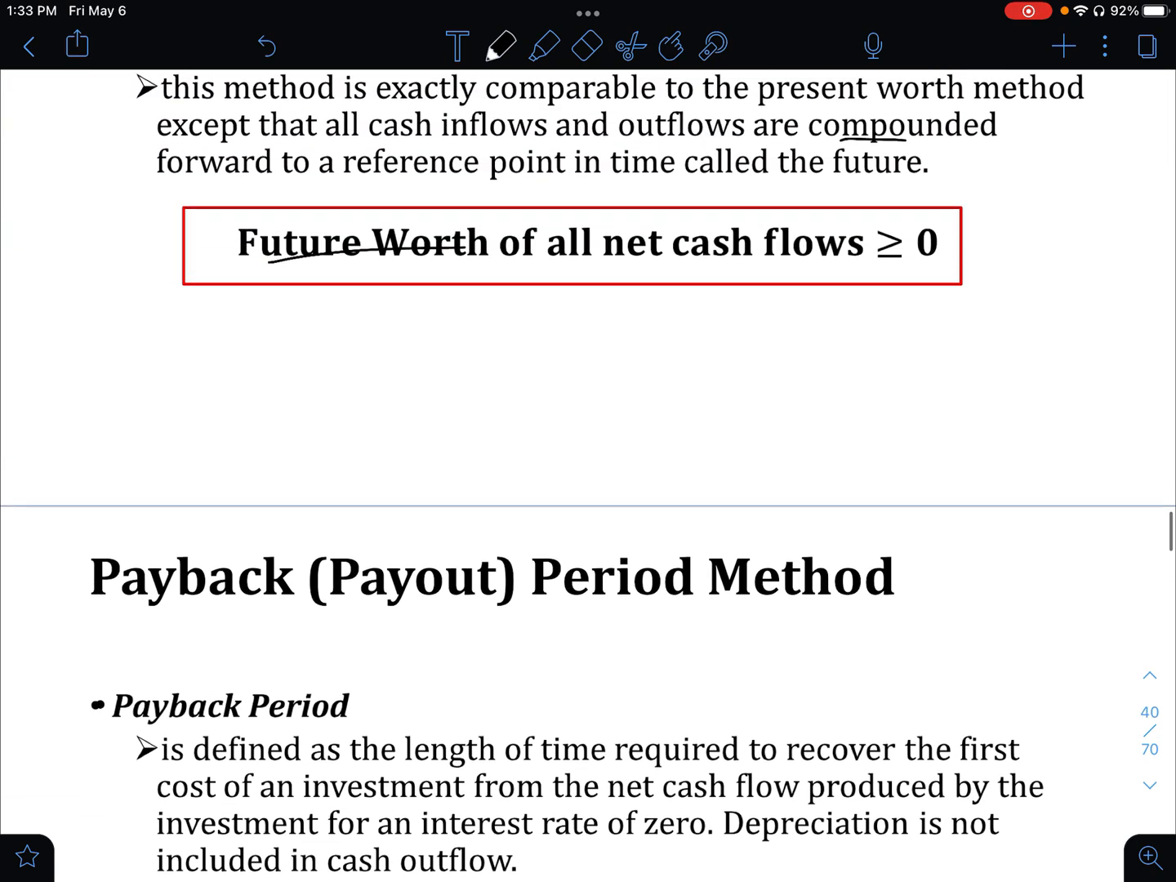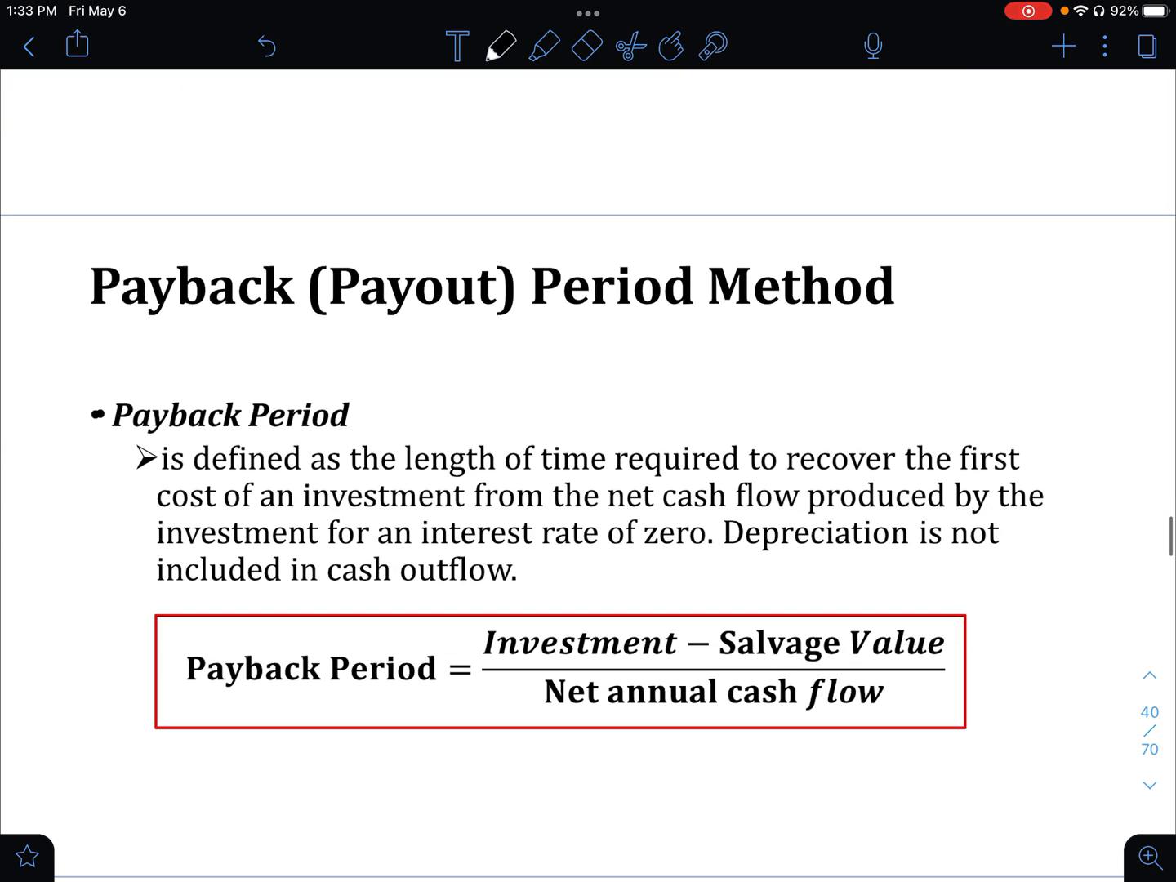Okay, so we also have the payback or the payout period method. It is defined as the length of time required to recover the first cost of an investment from the net cash flow produced by the investment for an interest rate of zero. So this payback method asks how many years it will require you to recover your investment.